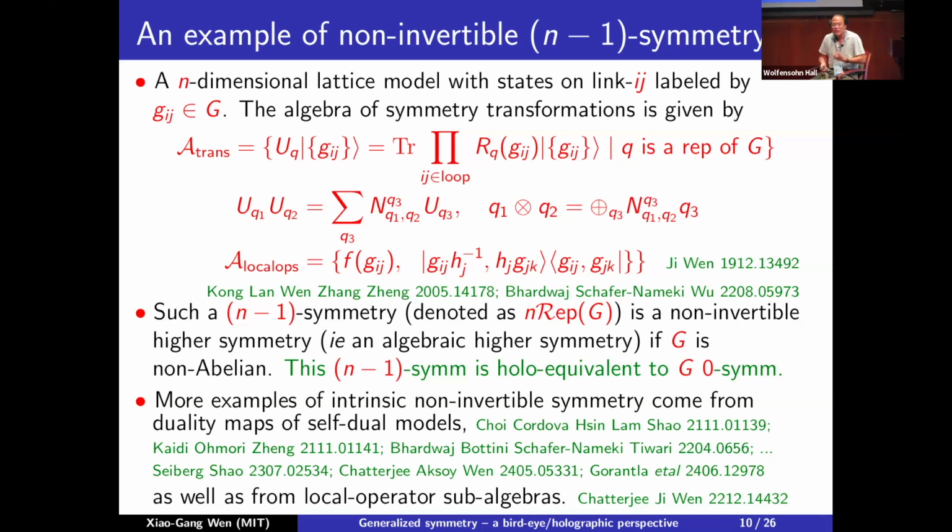In Shouheng's talk, he talked about more so-called intrinsic non-invertible symmetry, which is not due to any group-like symmetry. So that's more non-trivial. Those intrinsic non-invertible symmetries usually come from some kind of duality map in self-dual models. Later in this talk, I will give another way to construct this non-invertible symmetry, but from the local operator subalgebra.